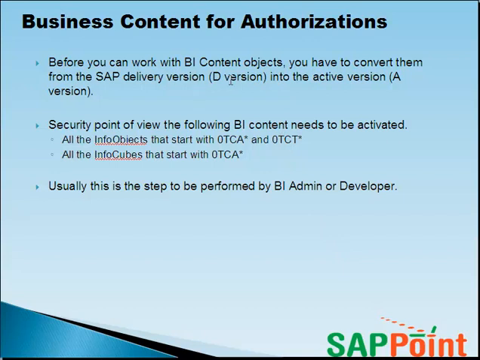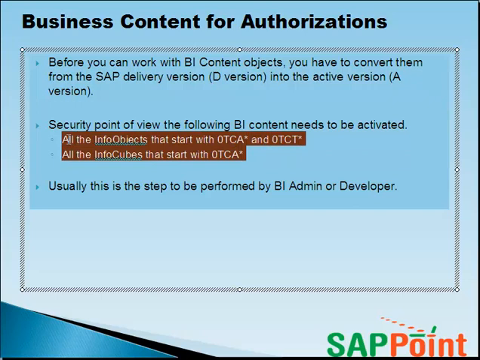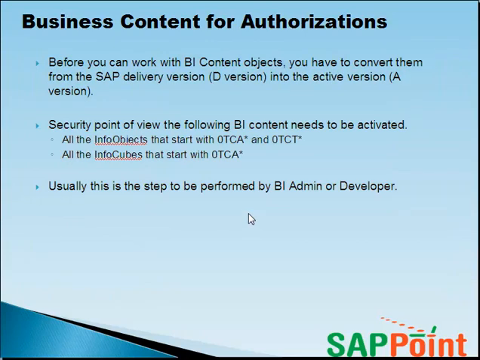So before you work with BI content, you have to convert them from the SAP delivery version, which is represented by the letter D, to active version. So how do you do that? You have to activate those content. Like we saw in the previous slide, we have to activate all the info objects that begin with 0TCA and 0TCT, and all the info cubes beginning with 0TCA. And this is usually done by the BI administrators or the developers, as security administrators, this is something we will not be doing.